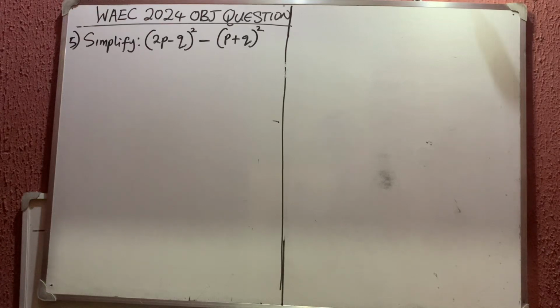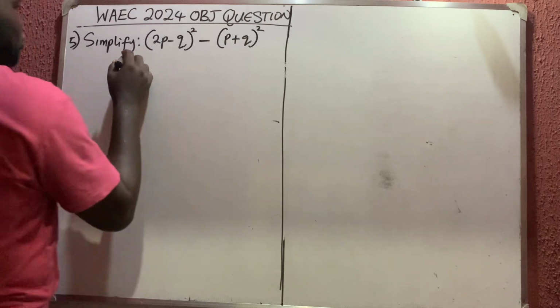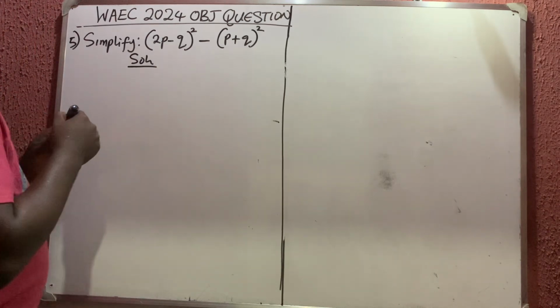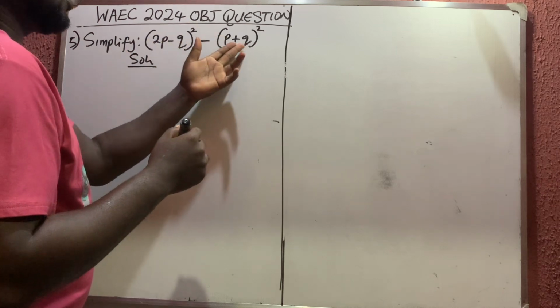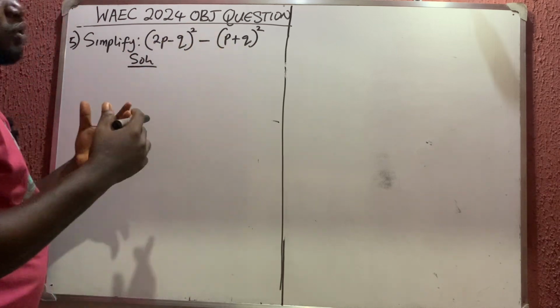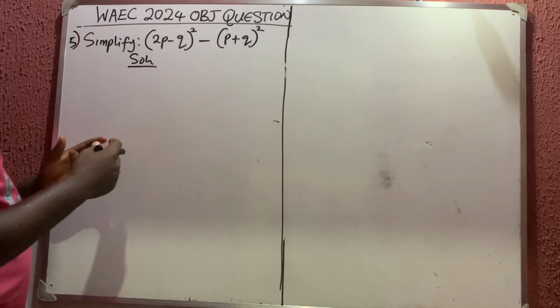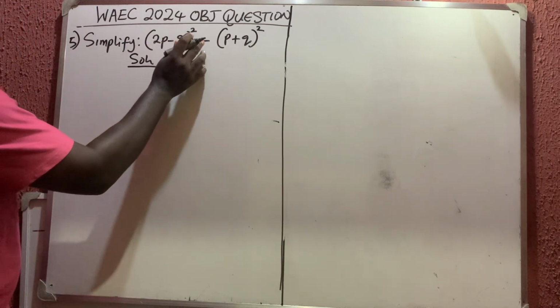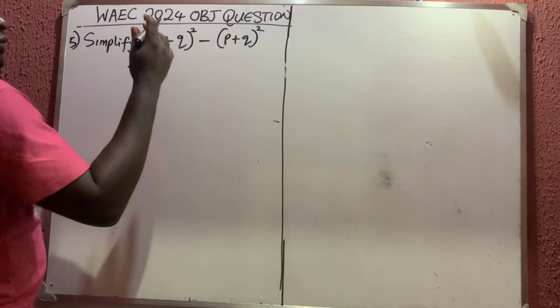All right, let us quickly solve this WAEC problem. This is West African Examination Council problem. Question number 5. Now we have this squared minus this squared. They are just trying to bring in the concept of squared, for them to know if you know it. Now, the concept of difference of two squares.